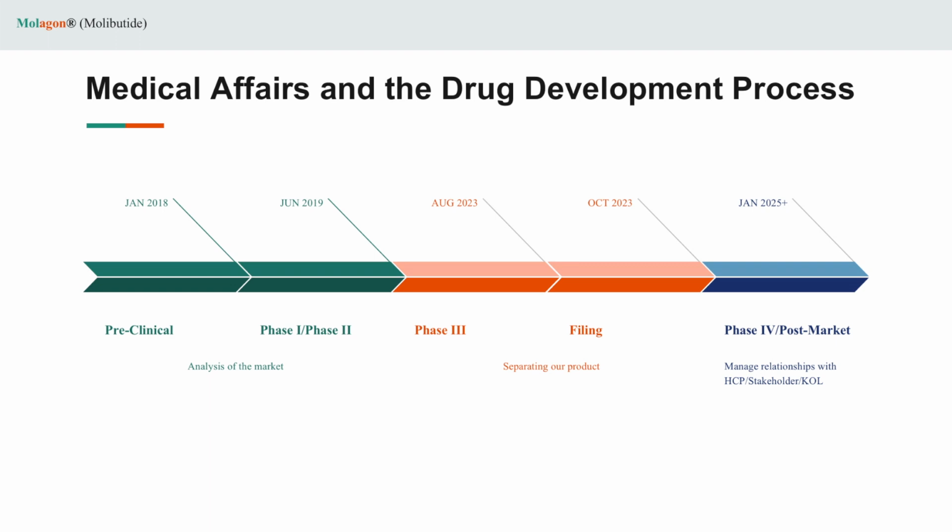And for phase 3 and filing, we will focus on separating our product. So this means, how does our product differ from current standards of care, as well as identify possible alternate and additional indications. And lastly, for post-launch/phase 4, we will focus on managing relationships with healthcare professionals, stakeholders, and also key opinion leaders. And this will include cooperating with legal, commercial, and regulatory in producing adequate commercialization of the product.